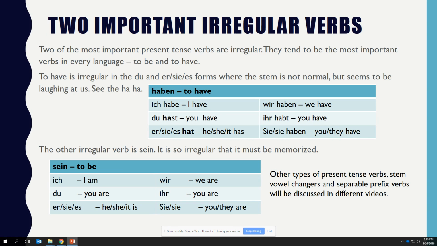The other irregular verb is sein. It is so irregular that it must be memorized. Ich bin, du bist, sie es ist, wir sind, ihr seid, sie sind. Other types of present tense verbs, stem vowel changers, and separable prefix verbs will be discussed in different videos.